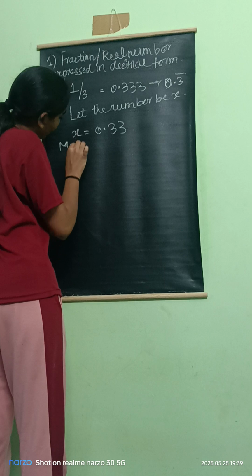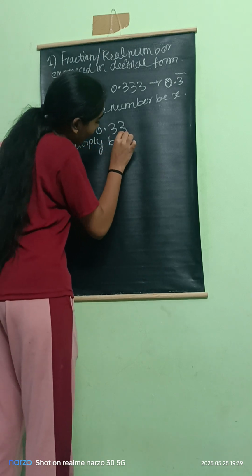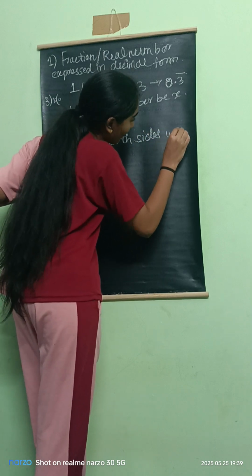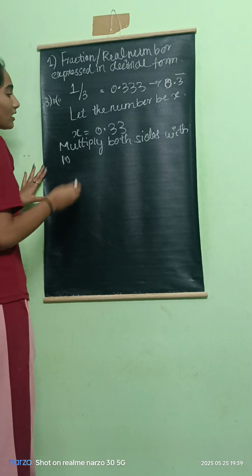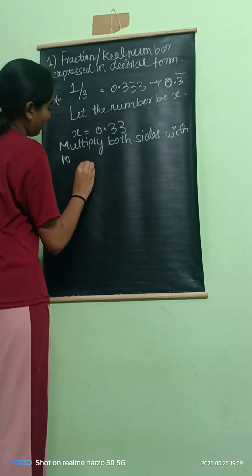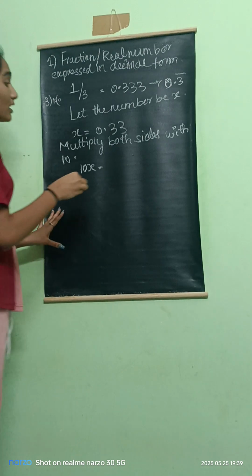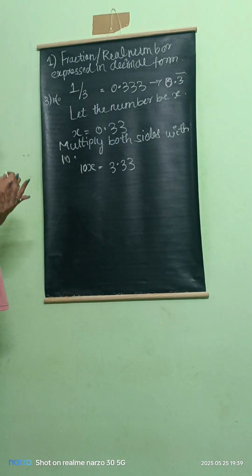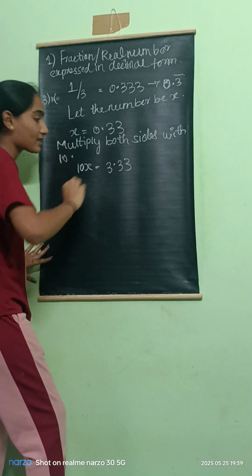Now multiply both sides by 10. What do we get? 10 into x is 10x. 0.33 into 10 is 3.33, right? Yes. Now, let's simplify it.